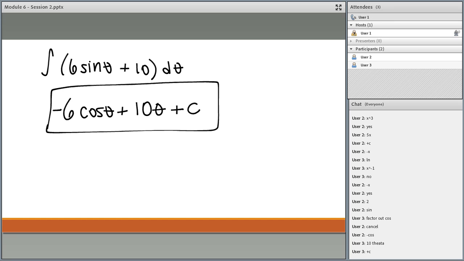So there is a constant that may have been there that when I took the derivative went to 0, so it wasn't part of our function.